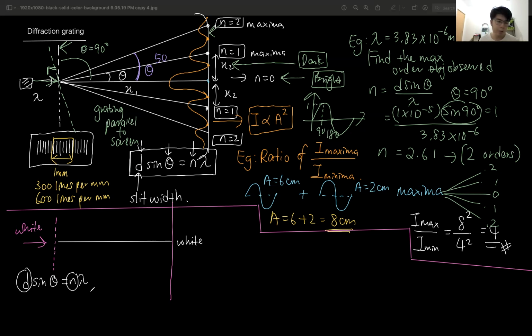So what happens when you change the wavelength? If the wavelength is high, that means the angle is going to be high as well. So the higher the wavelength, the more the angle. So higher wavelengths tend to diffract more, so their bright fringe is formed at a distance further away from the center.